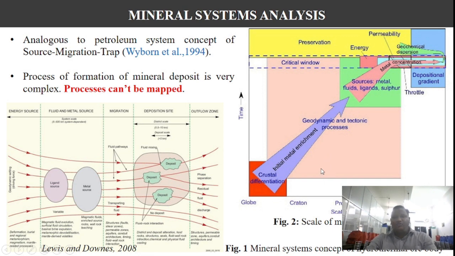To get minerals, we need a mineral deposit. To get a mineral deposit, we need mineral exploration. And for exploration, we need to understand the ore forming process. Since these processes have lost their signatures, and most importantly cannot be mapped today, because for exploration we need to do mapping exercises, and all the ore forming processes cannot be mapped.